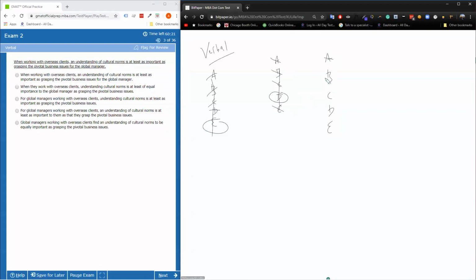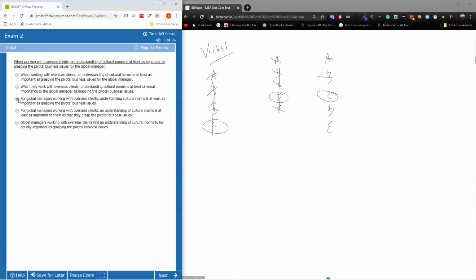When they work with overseas clients, understanding cultural norms is at least of equal importance. So after that opening modifier, you need to say who that "they" is. So it should be the global manager, not the cultural norms. For global managers working with overseas clients, understanding cultural norms is at least as important as grasping the pivotal business issues. C. I think that's enough for me to choose it.